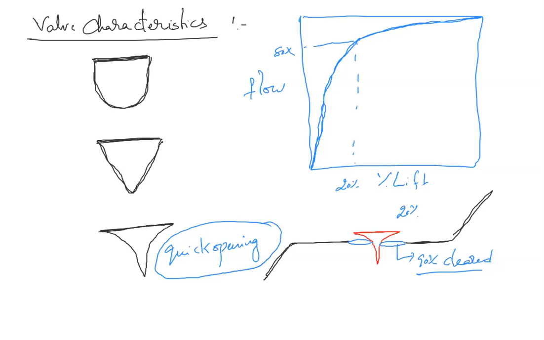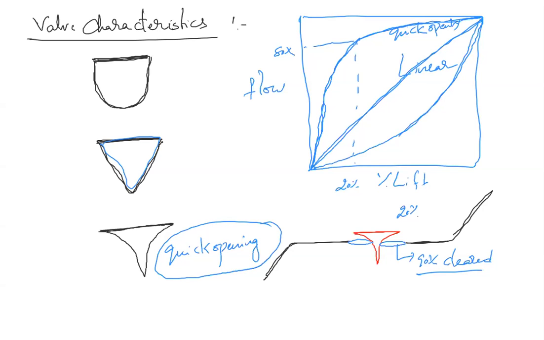Now see this one, linear. That means if you keep on lifting, the flow will be proportional. If we keep on opening, this is linear, this is quick opening. The other one is equal percentage. This is linear, this is quick opening.